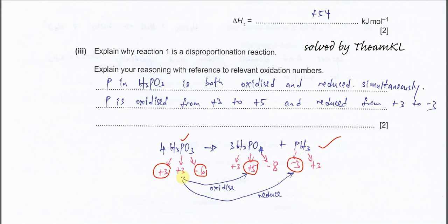In PH3, because hydrogen is positive 1 times 3, therefore phosphorus now needs to be negative 3. So from positive 3 to positive 5, this is oxidized. From positive 3 to negative 3, this is reduced. So we know that phosphorus is undergoing oxidation and reduction at the same time. This is the statement you need to give. Phosphorus in this H3PO3 is both oxidized and reduced simultaneously, and you need to state the change. So phosphorus is oxidized from positive 3 to positive 5, and it is reduced from positive 3 to negative 3. That's what you need to give.